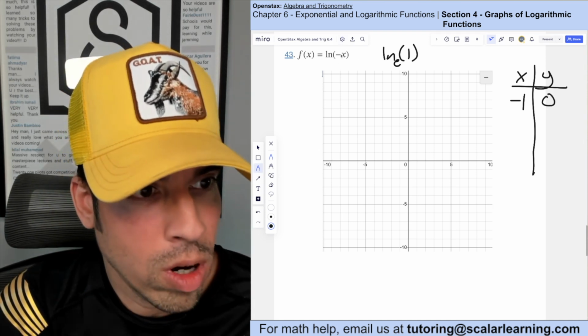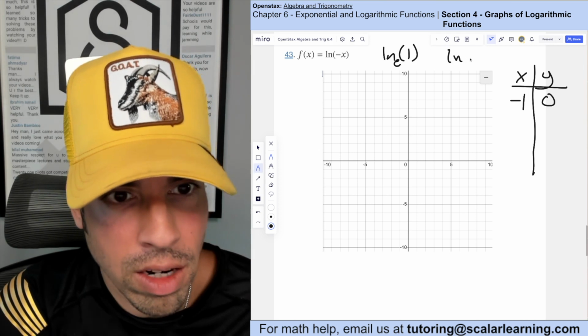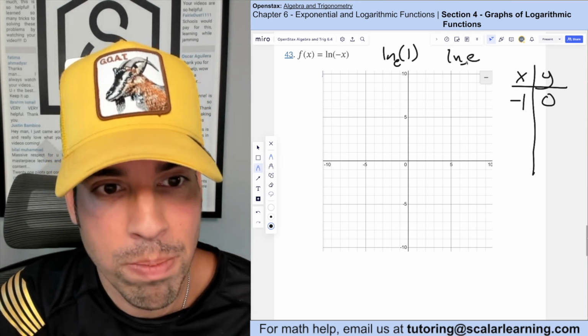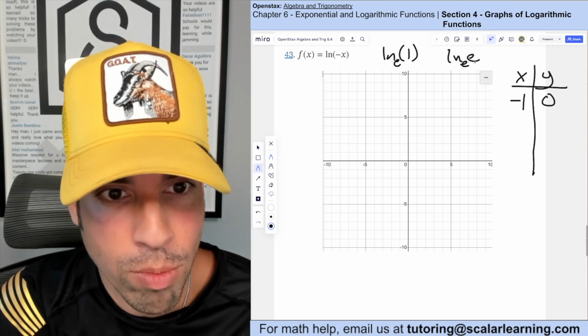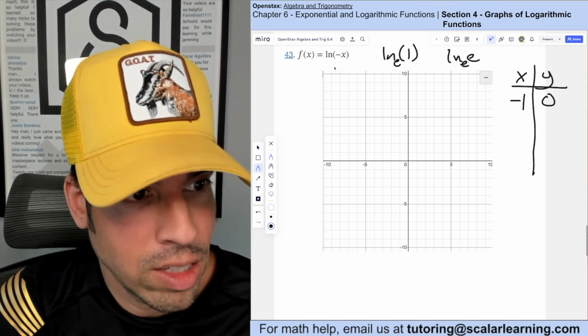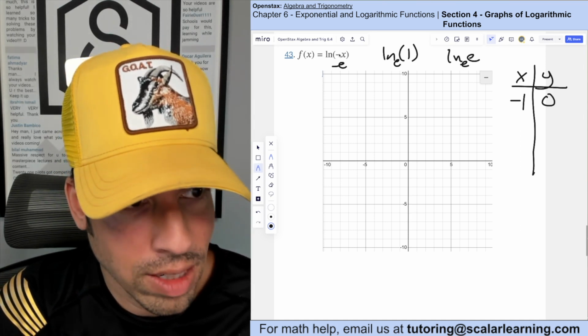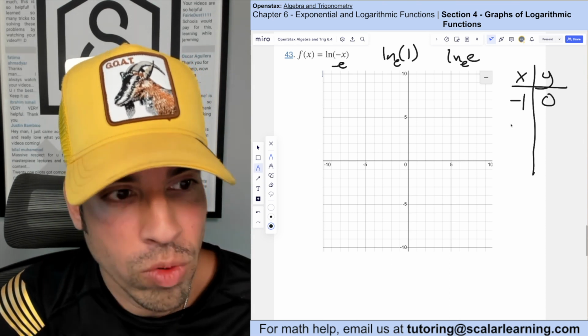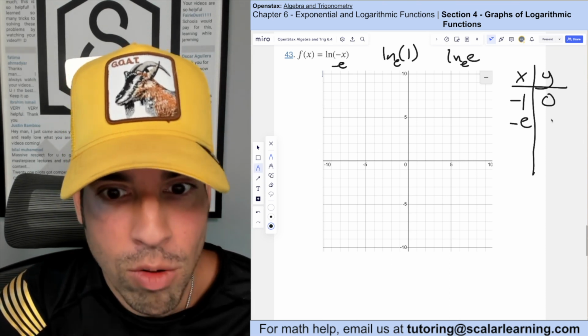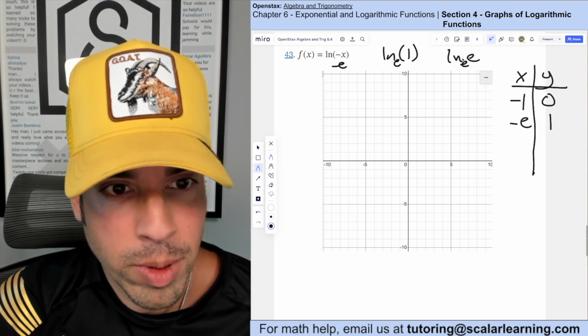I also want to see when I can take ln of e, because that's always going to be when the base and the argument are the same, that's going to give me an output of 1. So to take ln of e, I need to plug in negative e, because that's going to get negated to positive e. So negative e is going to give me an output of 1. And last but not least, just giving me one more option.